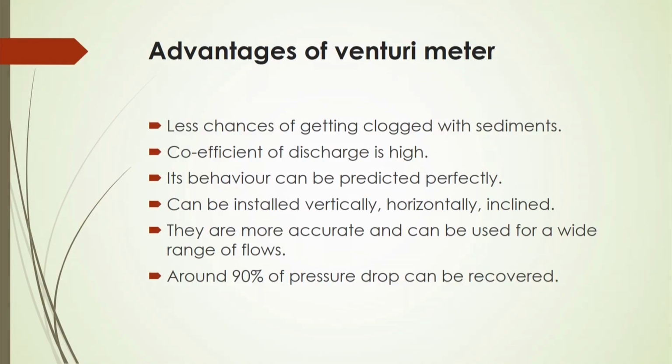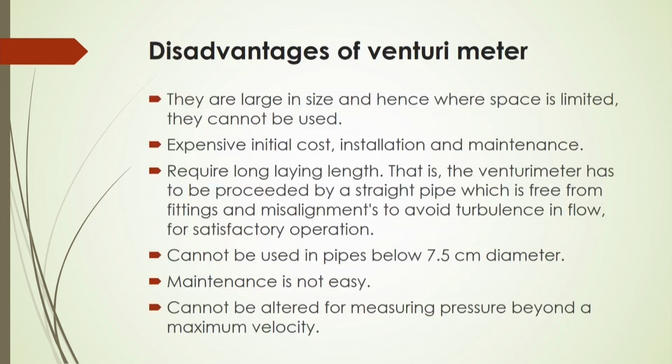Now, what are the advantages of the Venturi meter for estimating the flow rate? In this case, there is less chance of getting clogged with sediments, and the coefficient of discharge is high, and its behavior can be predicted perfectly. It can be installed vertically, horizontally, even inclined. They are more accurate and can be used for a wide range of flows. Also, around 90% of the pressure drop can be recovered in this Venturi meter. But it has some disadvantages also.